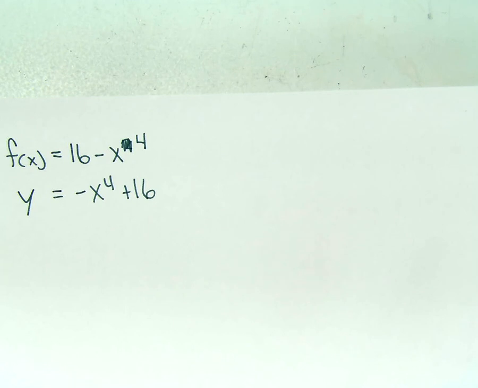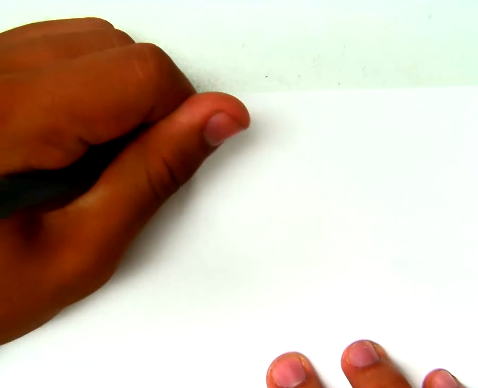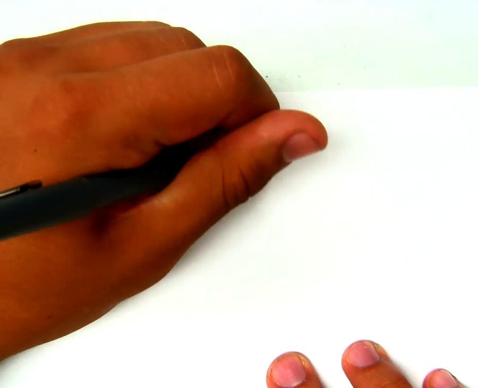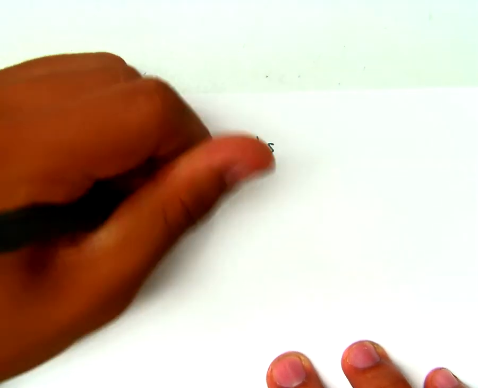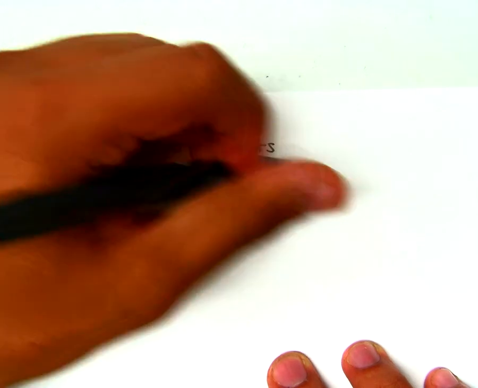When we're asked to graph a polynomial, there's 3 steps. You want to plot the points. You want to determine end behavior.